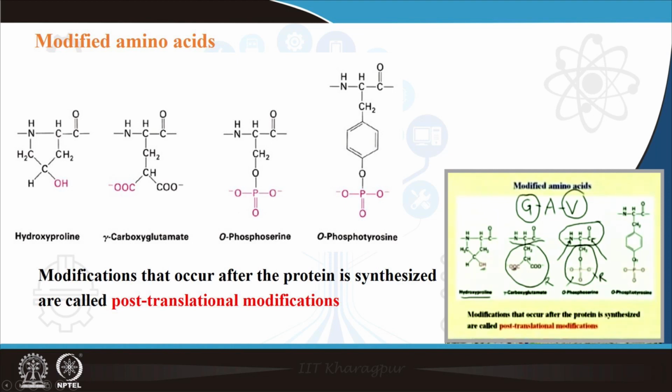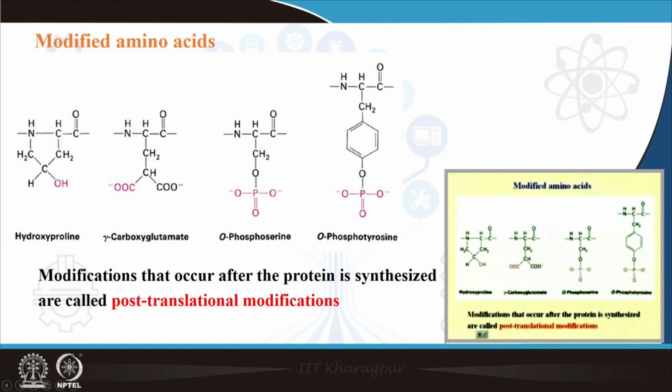Now usually when the polypeptide chain is formed, this is not a common occurrence. All the modified amino acids that you see occur after the protein is formed. So these are, as I have written here, modifications that actually occur after the protein is synthesized, and what we call them are post-translational modifications, because the process of translation is how you get from RNA to protein.